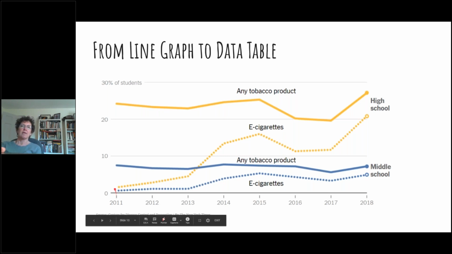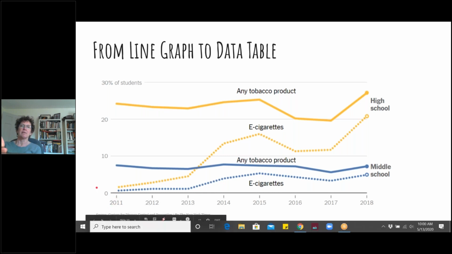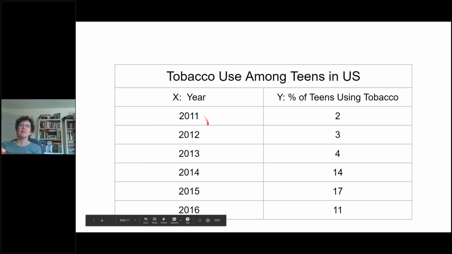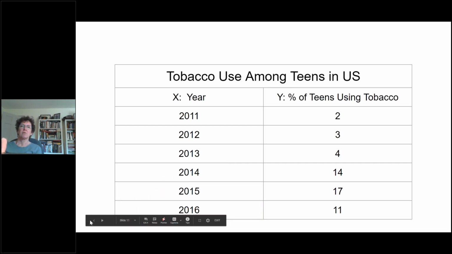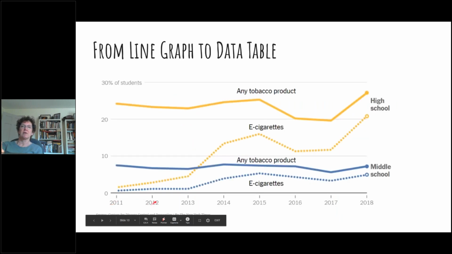Okay. So here's a point right here, 2011 and 2. So the year 2011, that's the X, 2%, that's the Y. And that's 1 point on that graph. 2012, right there, that's the X, is 3.